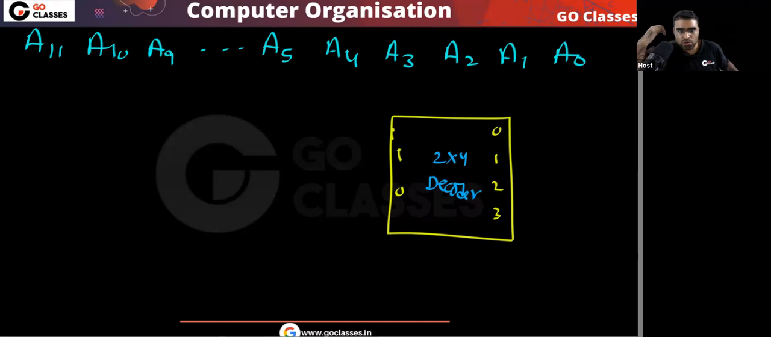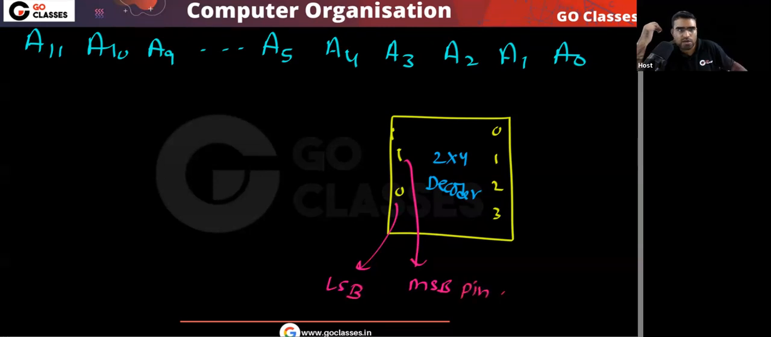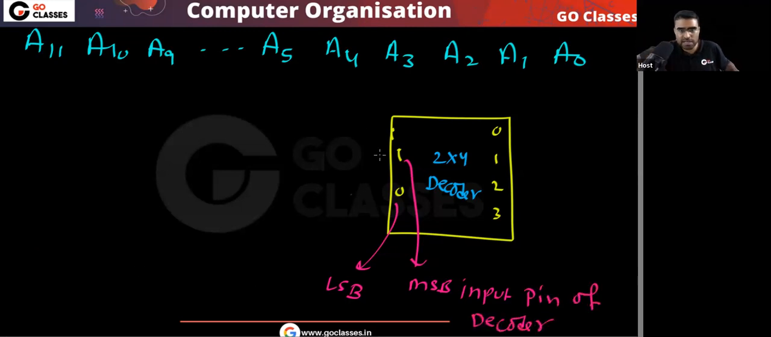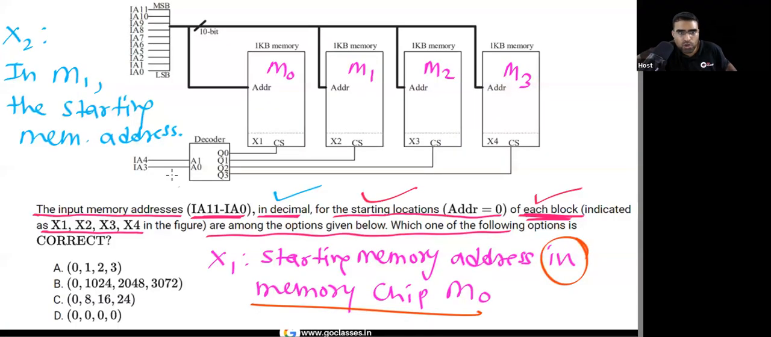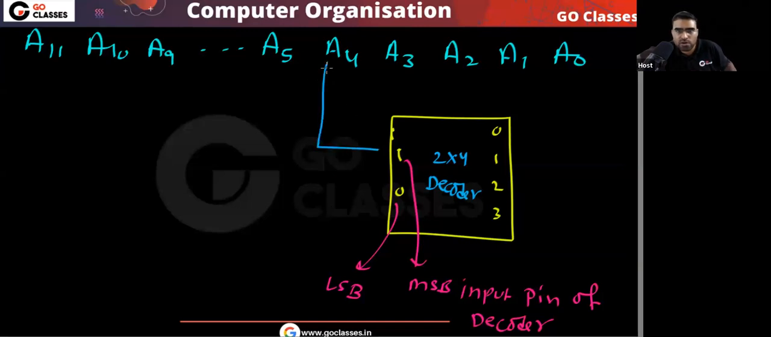Now the question is already saying that to this MSB, of course, this is the MSB and this is the LSB. This is the MSB input pin of the decoder, and this is LSB. Now the question is saying that to the MSB you have connected A4. Agree or not? Are you getting my point?